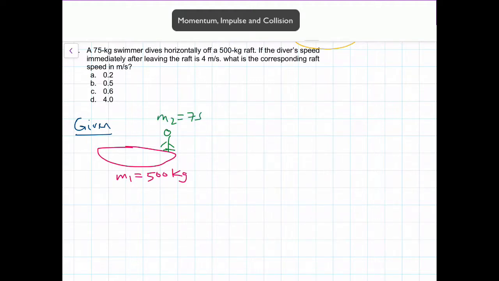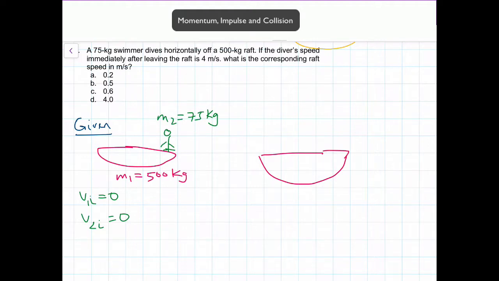He is 75 kilogram. If the diver's speed immediately after leaving the raft... So this is the initial scenario. You can consider this as your initial scenario. He's standing there, the raft is standing there. Then what you can see is V1 initial is 0, V2 initial is also 0, because both are not moving.